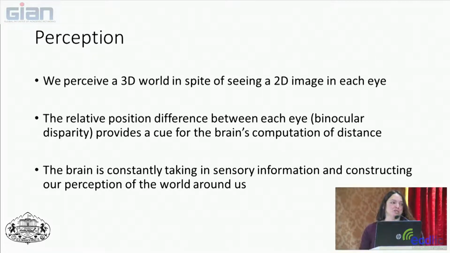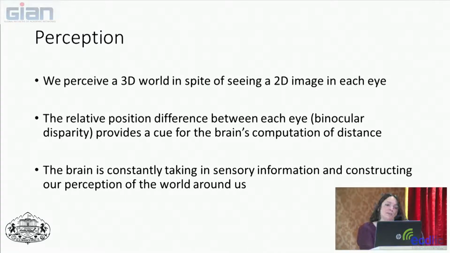Okay, so perception. Perception is perceiving this 3D world in spite of only seeing a two-dimensional picture in both eyes. So our retina is actually two-dimensional, but we see the world in 3D. And part of this is because of the relative position difference between each of our eyes. So the difference between our eyes is a cue for the brain to help it understand how far away things are from us, and helps us to make this 3D image out of the two-dimensional image.